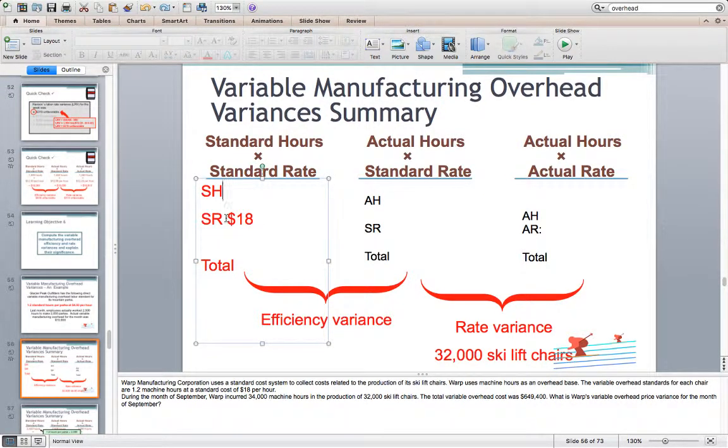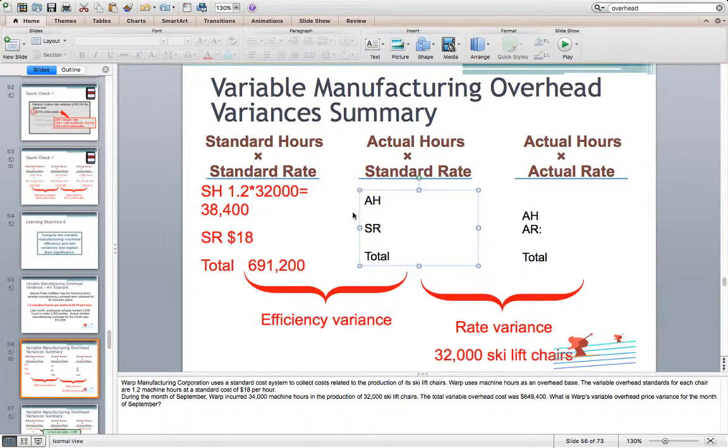But our standard hours, they also gave it on a per unit basis, but we needed that on a total basis. So 1.2 times the number of units we're making. So we're making 32,000 ski lift chairs, 1.2 hours per ski lift chair, equals 38,400 total hours that they're going to need. So if we times 38,400 by $18 equals 691,200. Move that up. Okay.